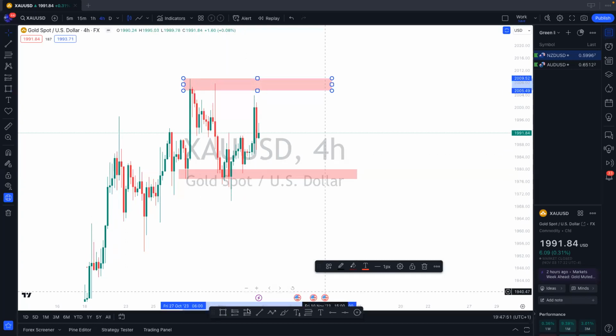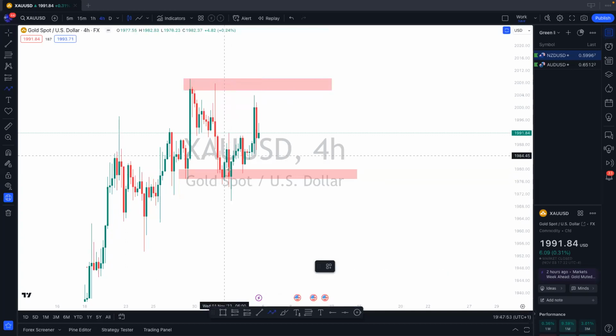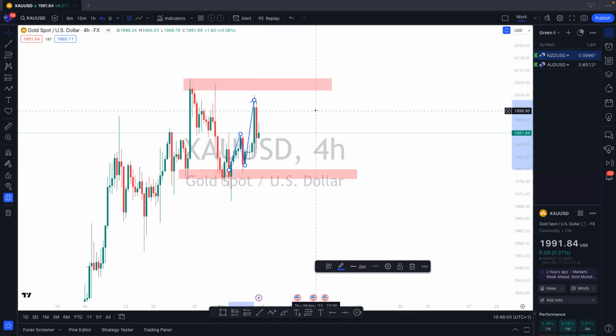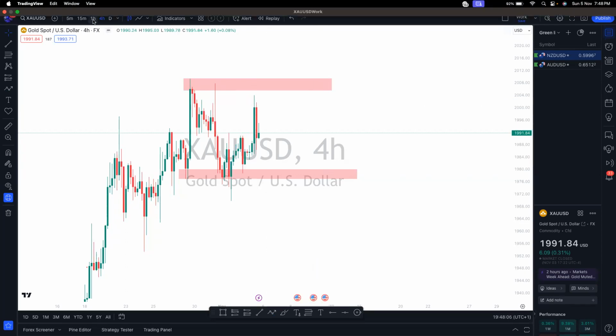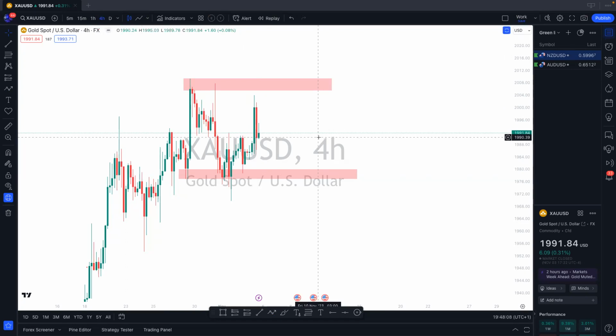Do you understand? We still have minor structure here. We have price creating sort of a high, a low, and then a higher high here. But for the fact that we have not clearly broken out, I still have that whole ranging market sentiment. Do you understand? Now let's take a look at the 1 hour time frame. Now, if you look at the 1 hour time frame, I think it's actually bullish.